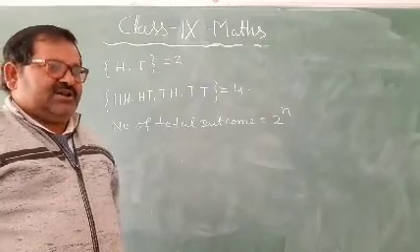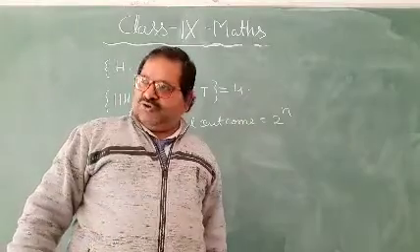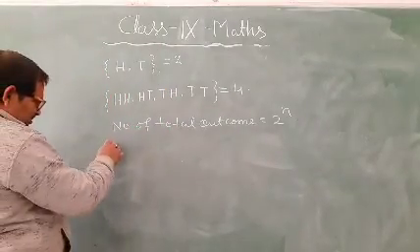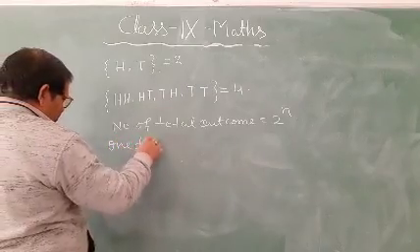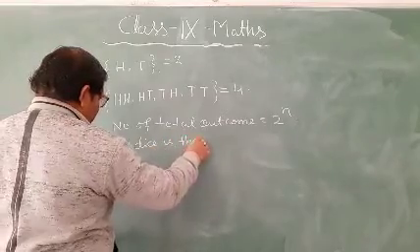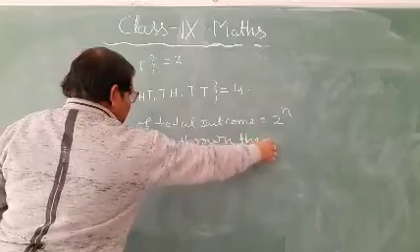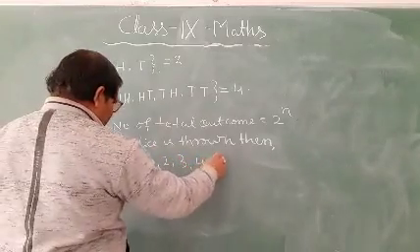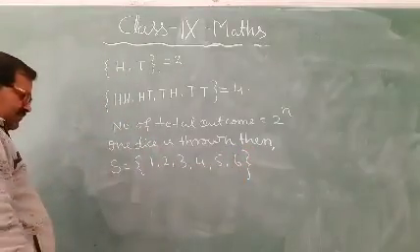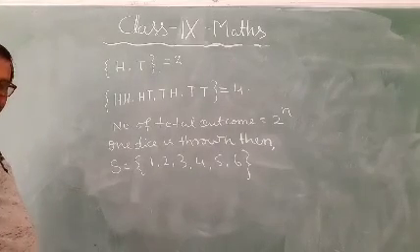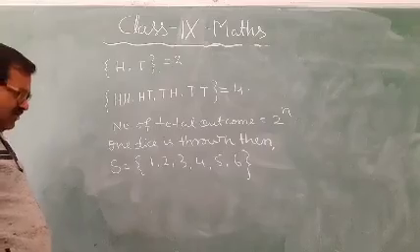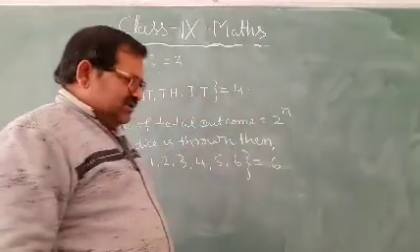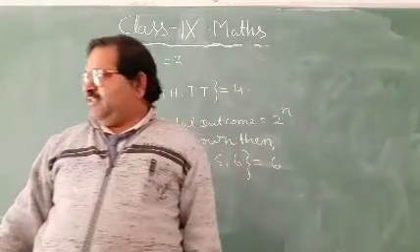So if one dice is thrown, then the sample space is 1 2 3 4 5 6. The total number of sample space is 6.